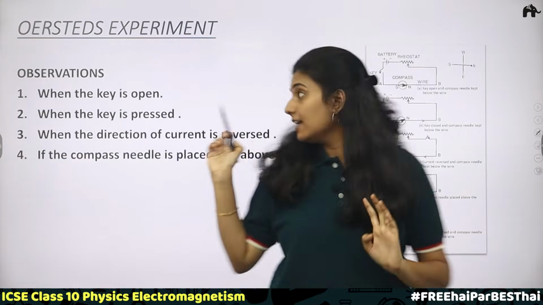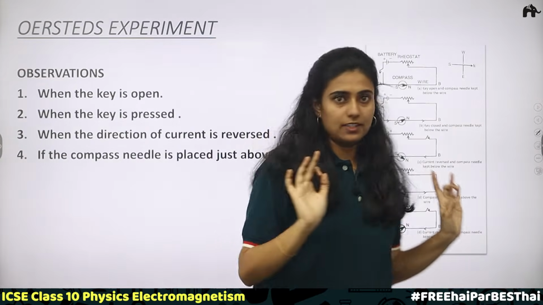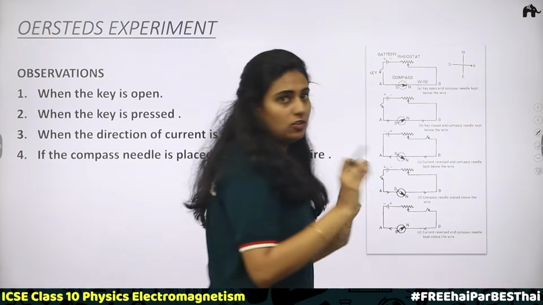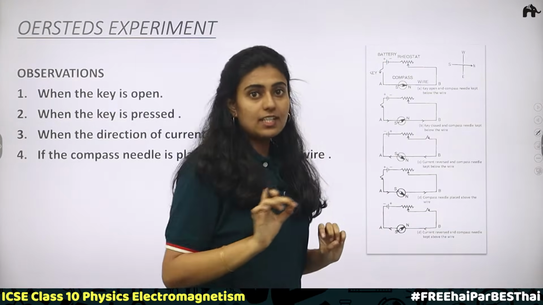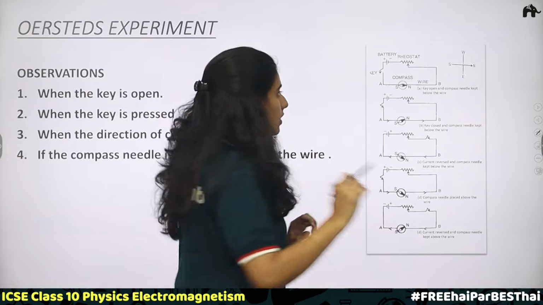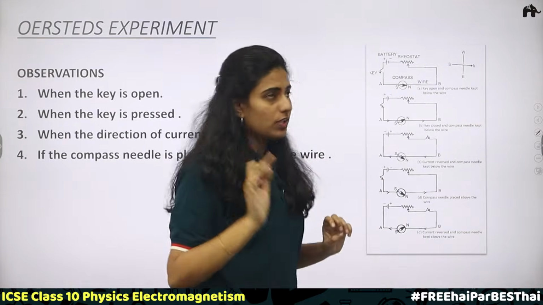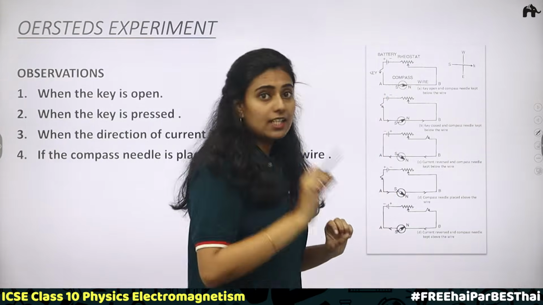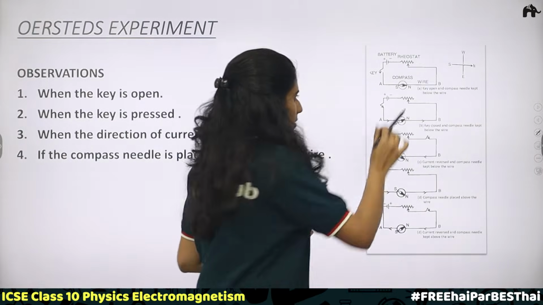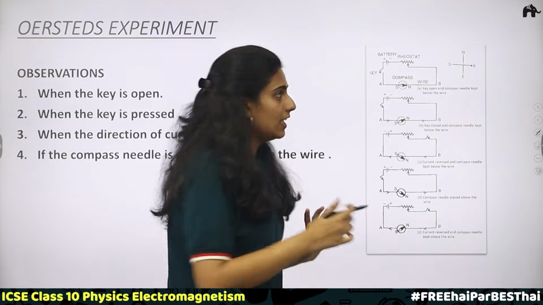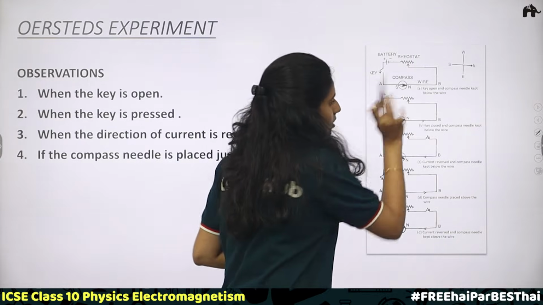The first one is when the key is open. That is, you are not plugging in the key. If you don't plug in the key, you will understand that there is no current flowing through it. When the current is not flowing, your compass needle will align in the normal direction, that is, in the north-south direction. This is the normal alignment. With respect to the Earth's magnetic field, it will be aligning in the north-south direction.